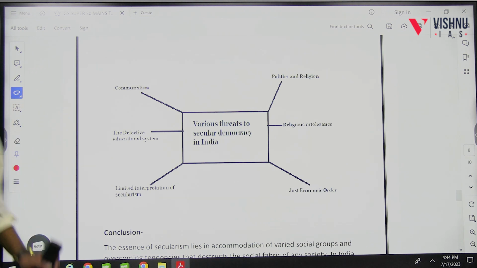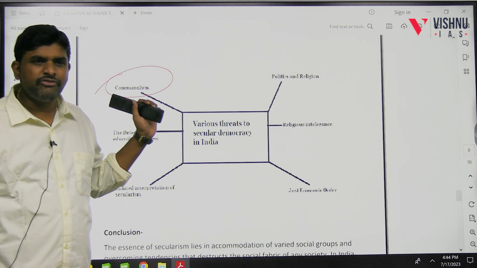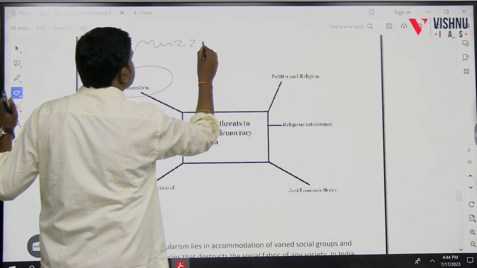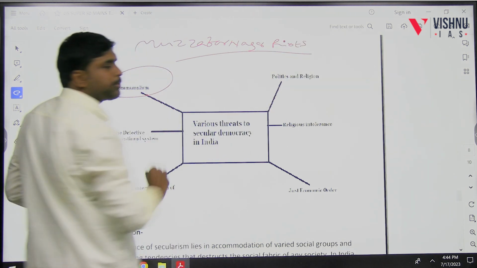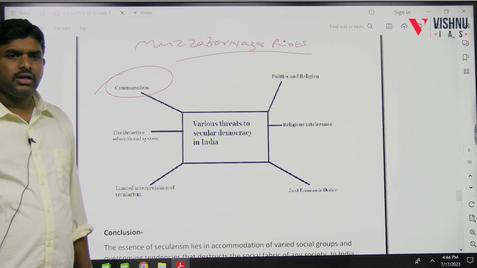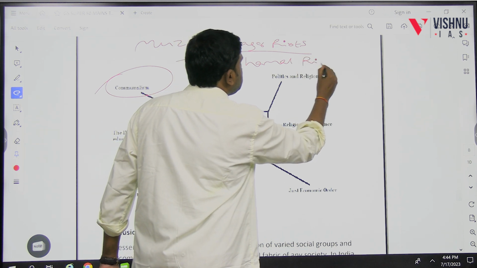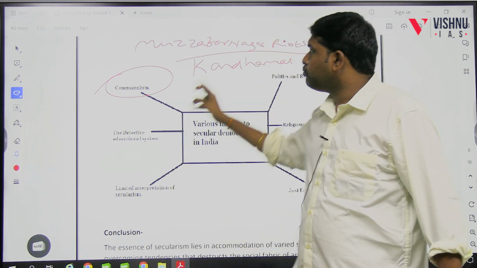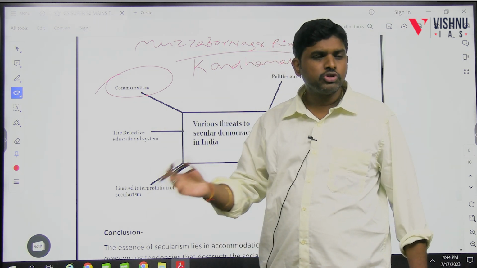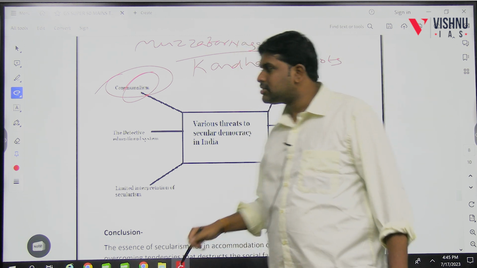What are the threats? Communalism, communal disharmony. Write examples. The Muzaffarnagar riots, Uttar Pradesh, which happened in 2013, between Hindus and Muslims. The Kandhamal riots, which happened between Christians and Hindus. The Gujarat riots, 2002. These are some examples of communalism.